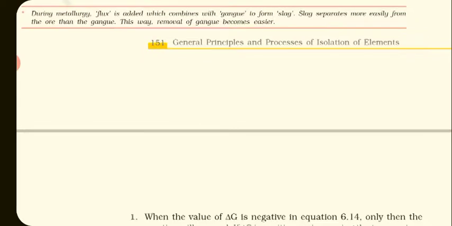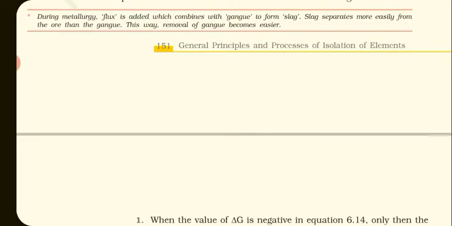Before studying the conclusion, we'll see one more line. During metallurgy, flux is added, which combines with gangue to form slag. Slag separates more easily from the ore than the gangue. This way, removal of gangue becomes easier.